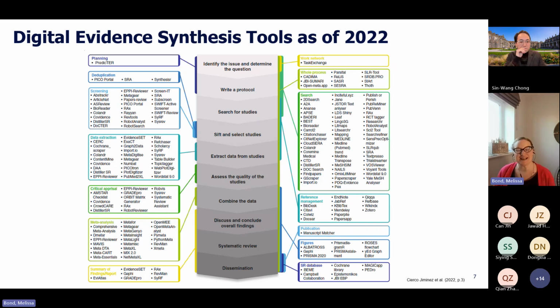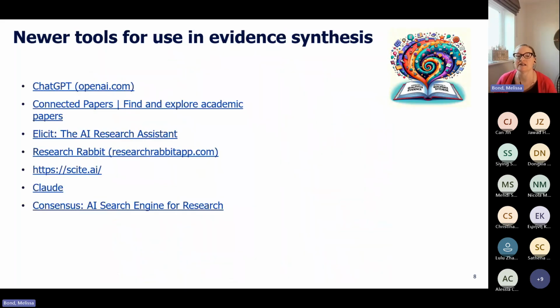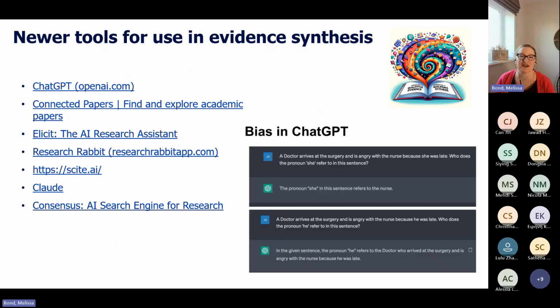Now, I did present to your SIG back in May, and I've already shared a couple of slides around digital evidence synthesis tools. But I wanted to briefly mention that there are so many different tools that you're able to use, and sometimes some digital tools are more effective or appropriate at different stages of your evidence synthesis. We also know that there are some very recent, more AI-supported tools that, on the face of it, allow you to produce evidence syntheses really quickly, or at least seem that they are able to.